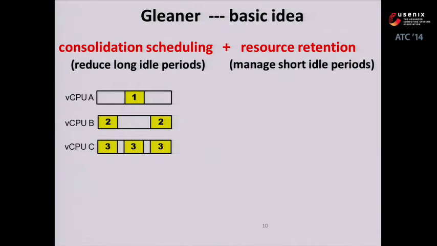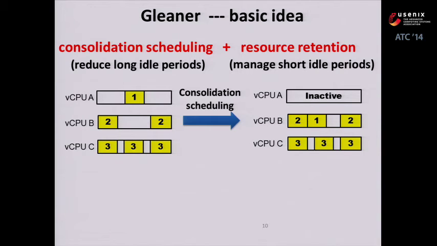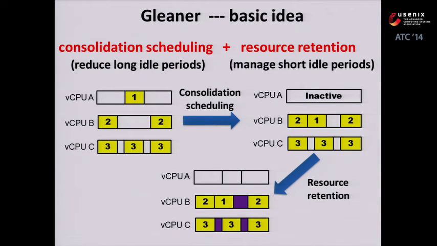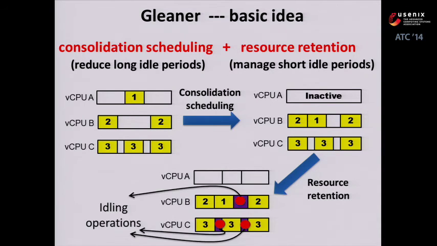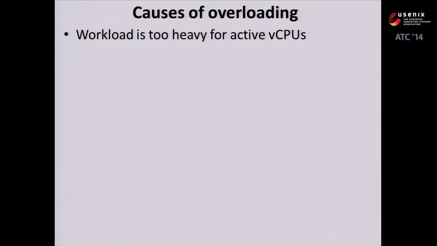So for this example, we have 3 threads and 3 virtual CPUs. Instead of running 3 threads on 3 virtual CPUs, we consolidate these 3 threads on 2 virtual CPUs. We don't consolidate these 3 threads on a single virtual CPU to avoid overloading that virtual CPU. So as you can see, there's still some idle period, but long idle periods are reduced. Then the short idle periods can be eliminated by idling operations in the resource retention method. So this is the basic idea.